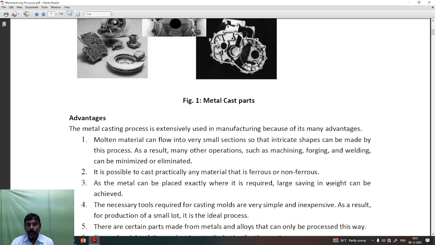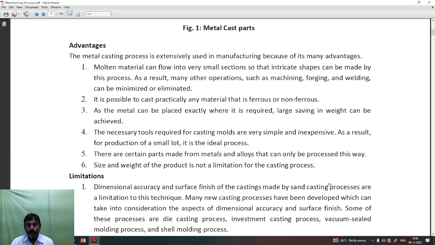The tools required for casting molds are very simple and inexpensive. As a result, for production of a small lot, it is the ideal process. There are certain parts made from metals and alloys that can only be processed this way. Size and weight of the product is not a limitation for the casting process.